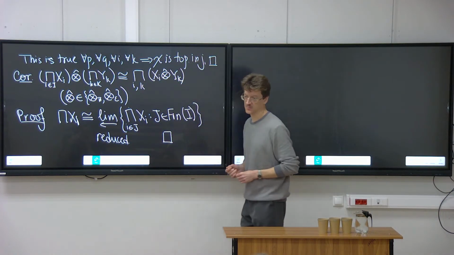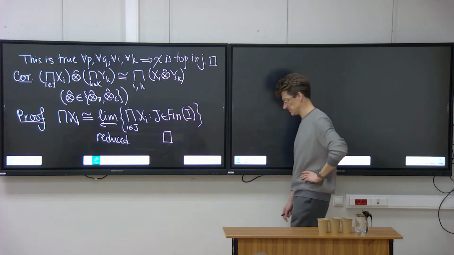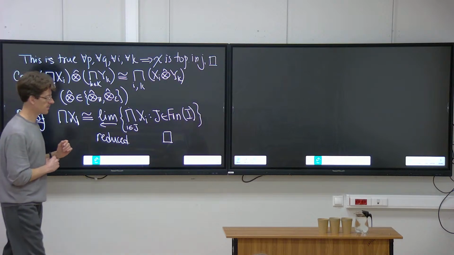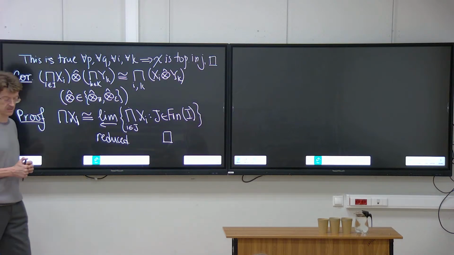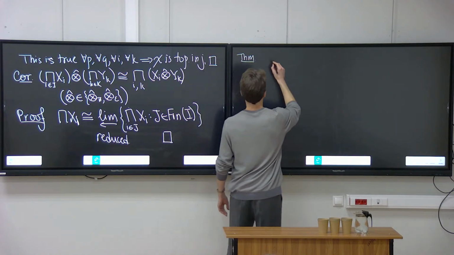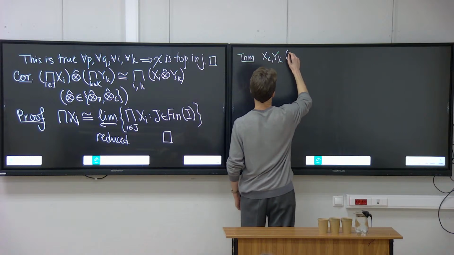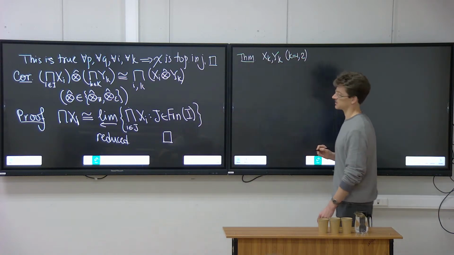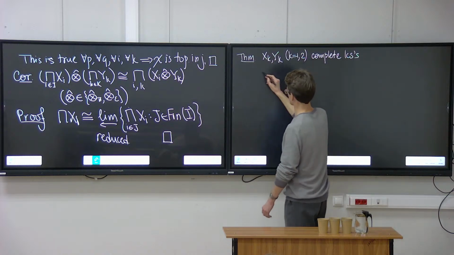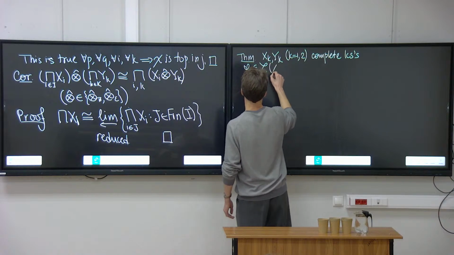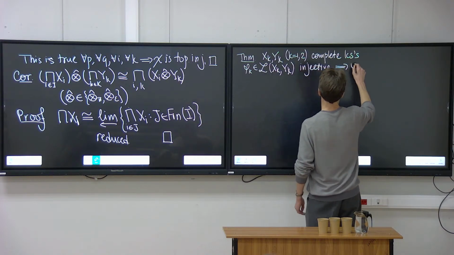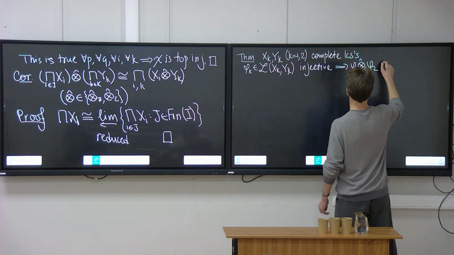As a corollary of this result, let's show a rather unexpected property of the complete injective tensor product. I claim that the complete injective tensor product preserves the injectivity of linear maps. Theorem. If we have complete locally convex spaces X_k and Y_k, X1, Y1, X2, and Y2, and two injective linear maps phi_k from X_k to Y_k, I claim that their completed injective tensor product is also injective.